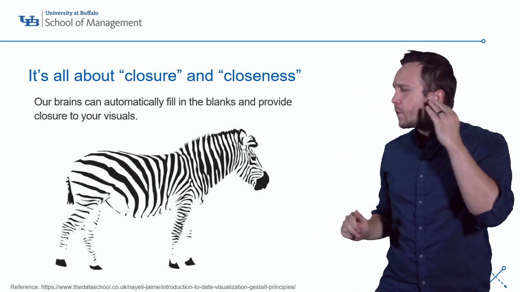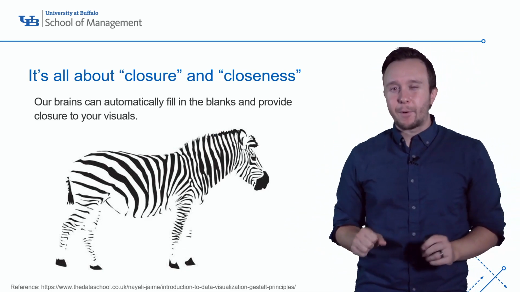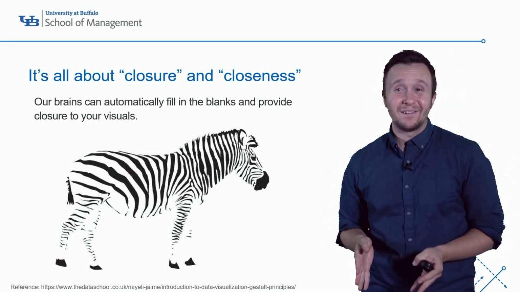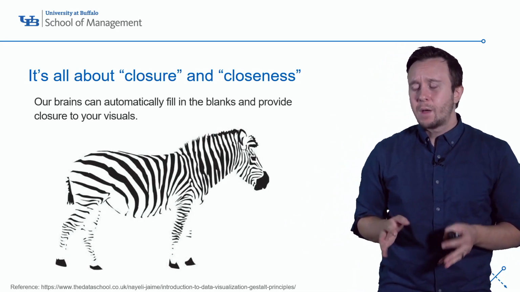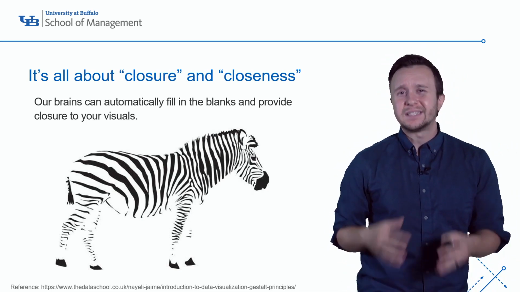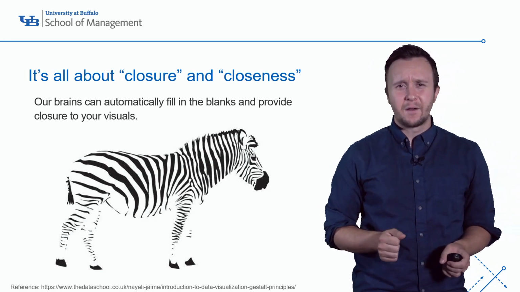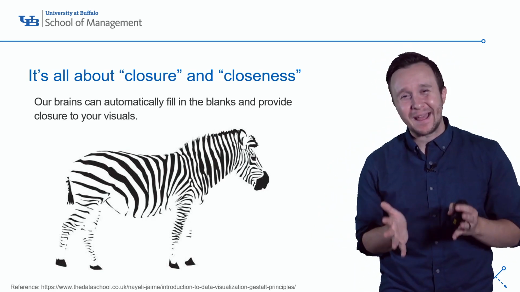The principle of closure states that our brains as humans are uniquely capable of spotting patterns in imagery. When we spot those patterns, we're able to fill in gaps, see things effectively that aren't actually there. So what do I mean by that?